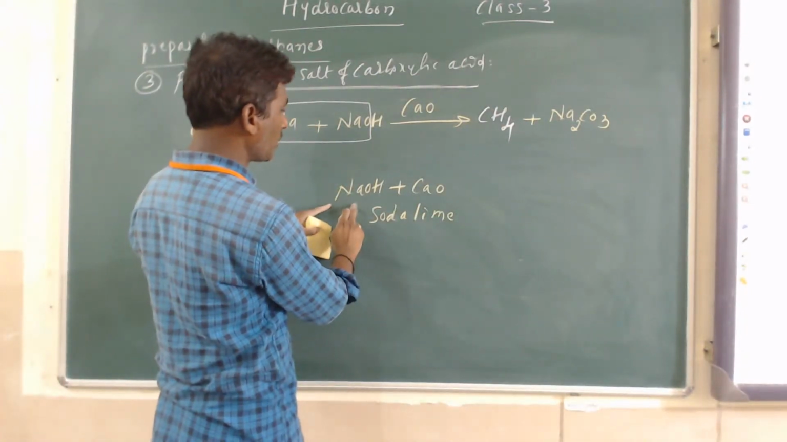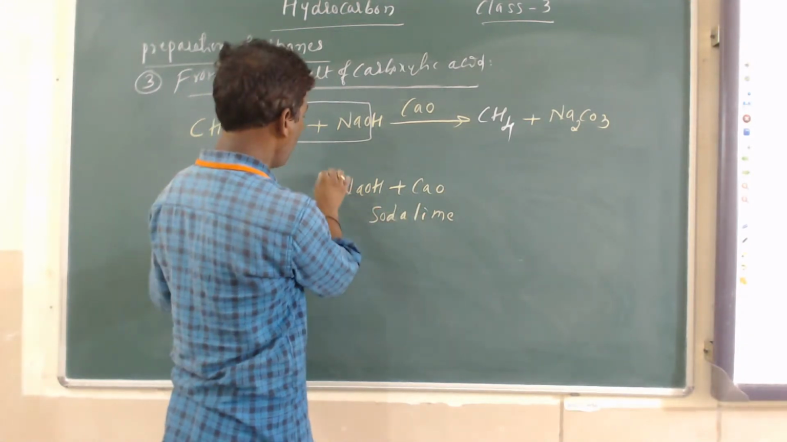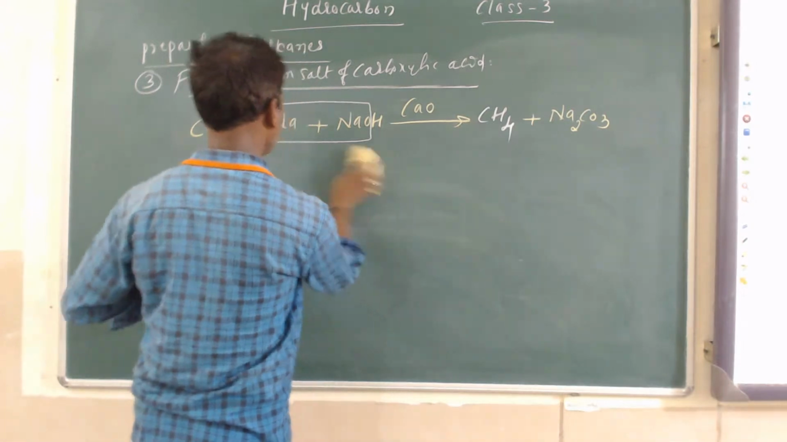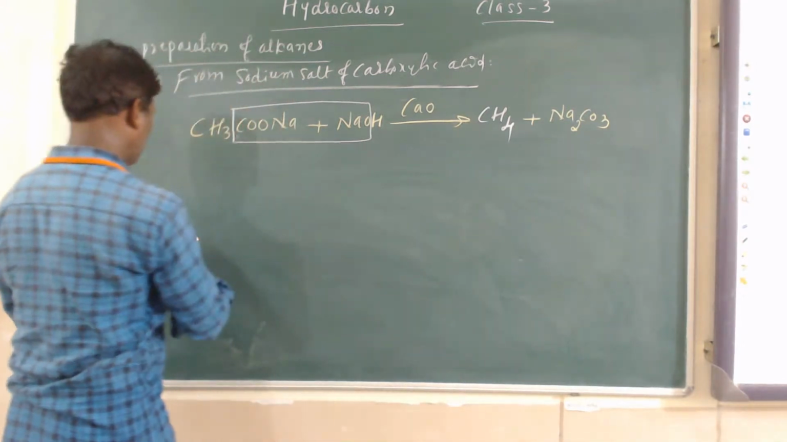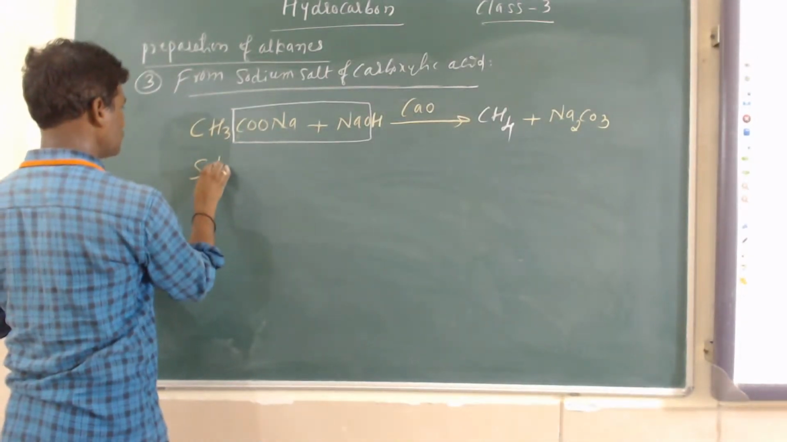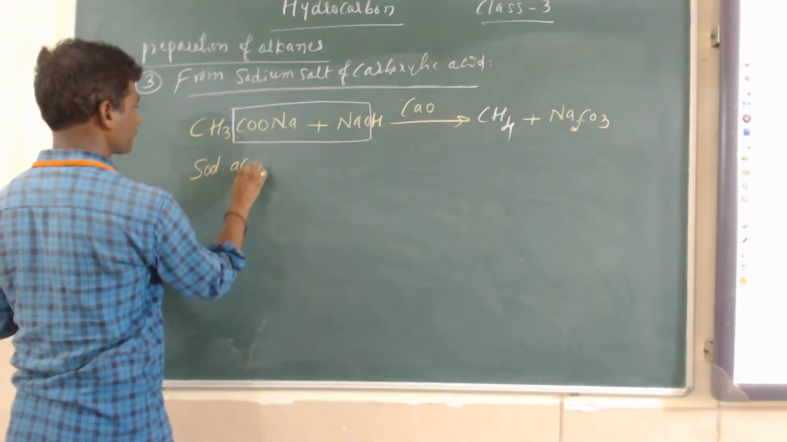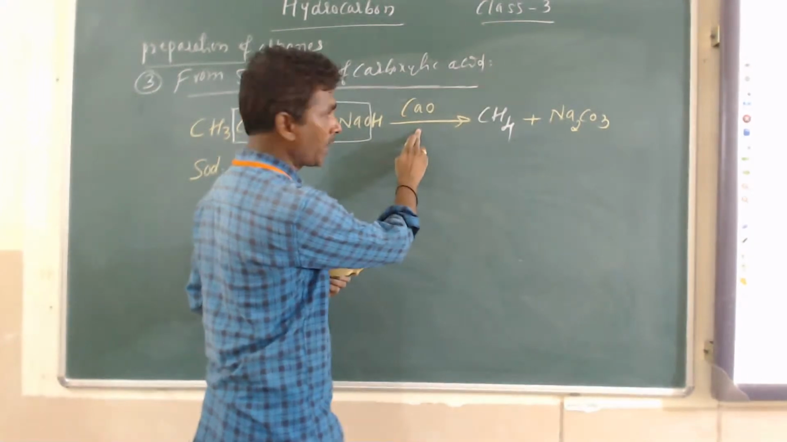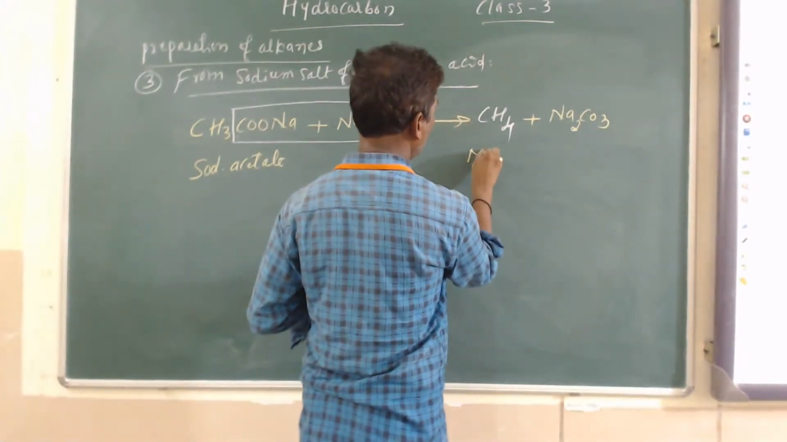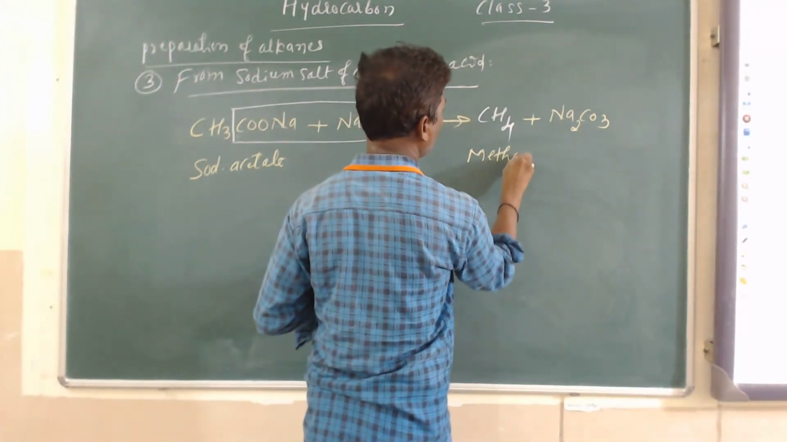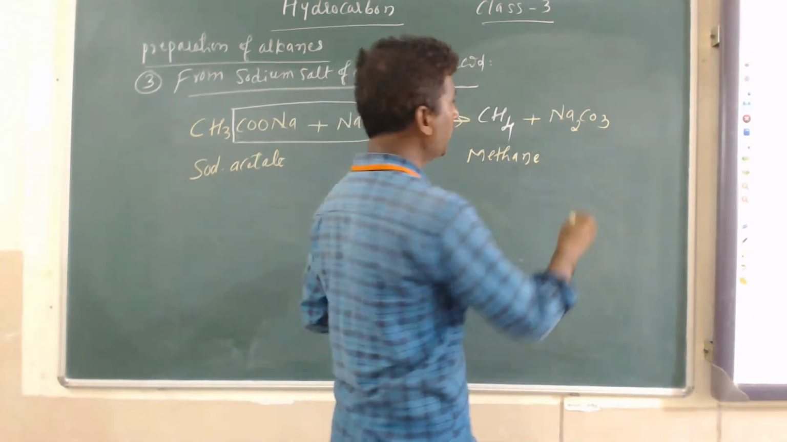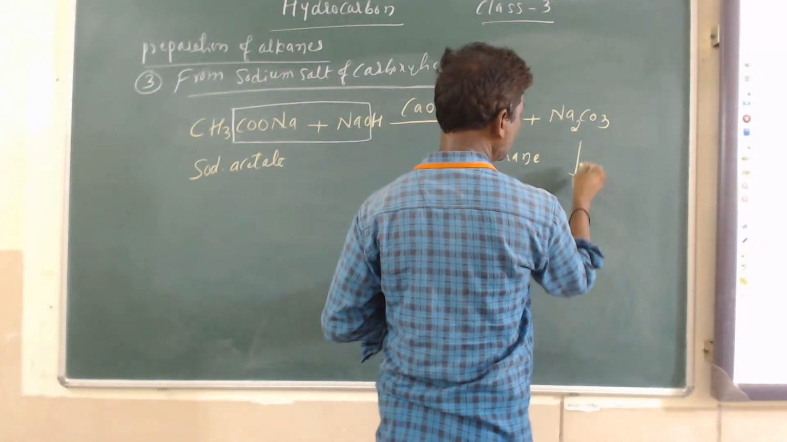The mixture of sodium hydroxide and calcium oxide is called soda lime. So here, this is sodium acetate. This sodium acetate reacts with soda lime and gives methane. Methane is an example of an alkane. So there is a removal of Na2CO3.